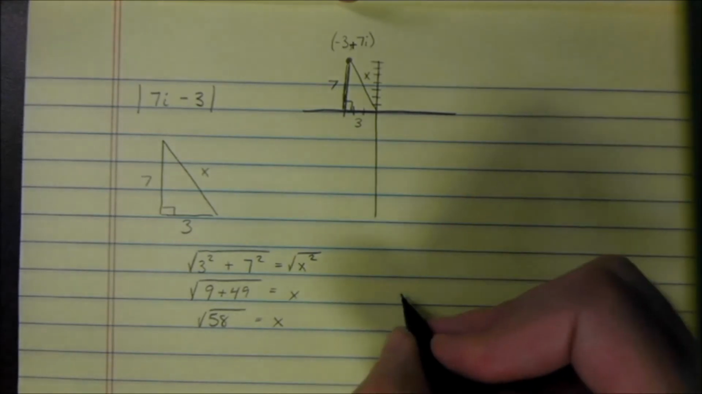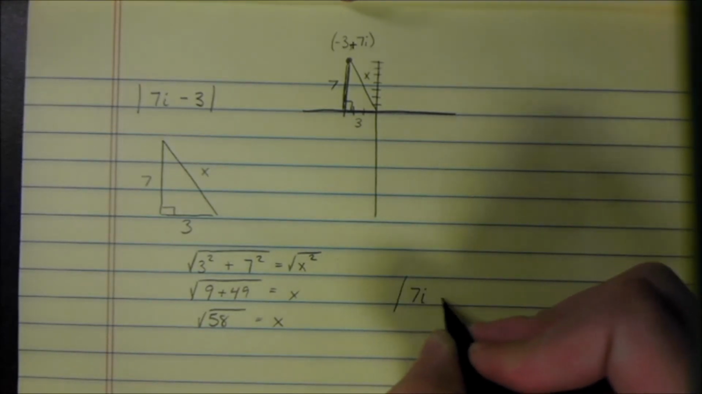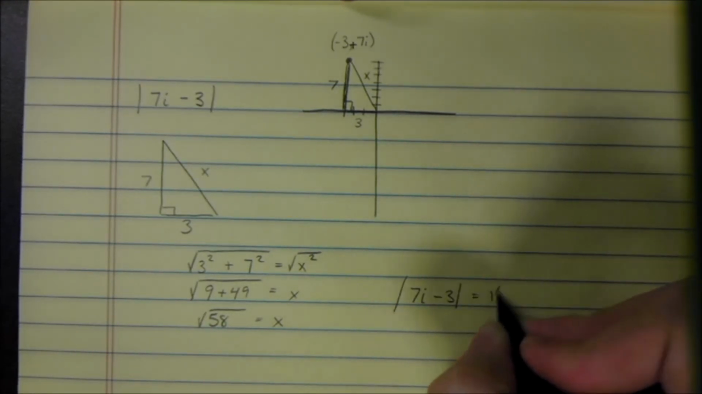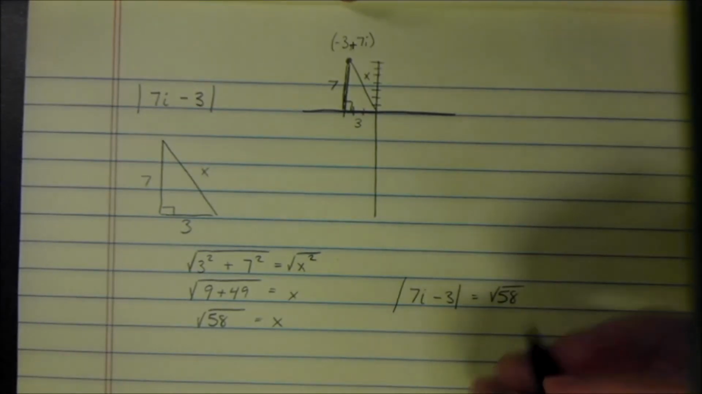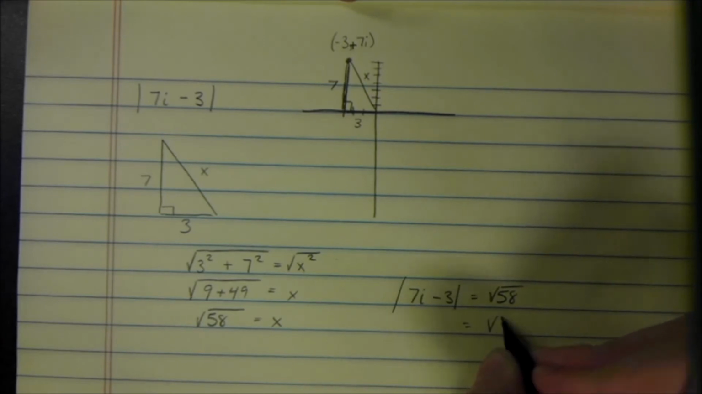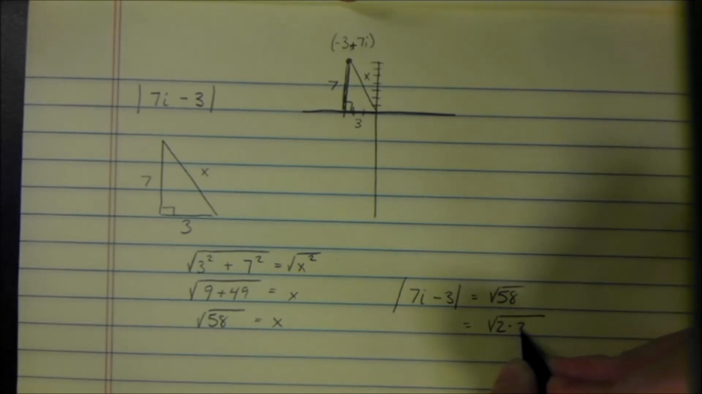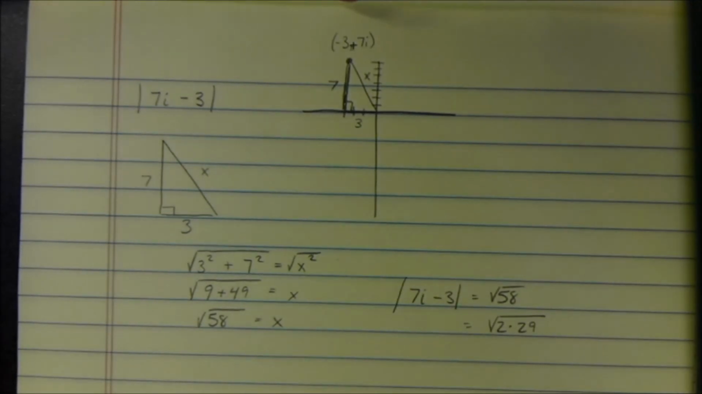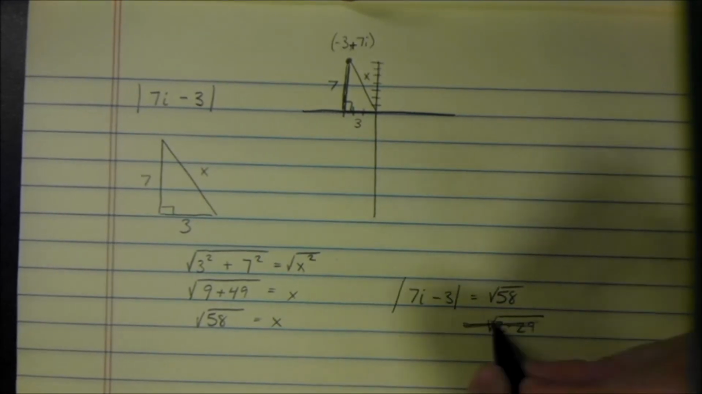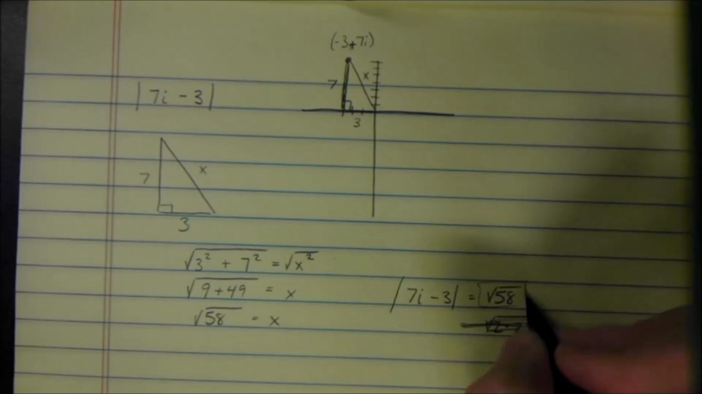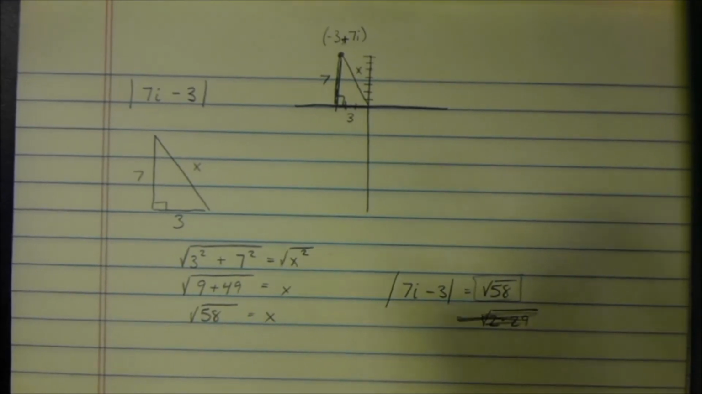And then we know that the absolute value of 7i minus 3 would be the square root of 58. Anything else that we want to do is just check to make sure that this can't reduce. So 58, for example, would be 2 times 29. And I'm pretty sure that 29 is a prime number, so it doesn't look like this is going to reduce down. So your final answer would be the square root of 58. That'd be where you'd stop.